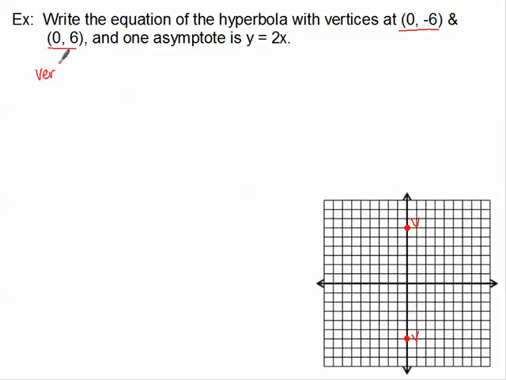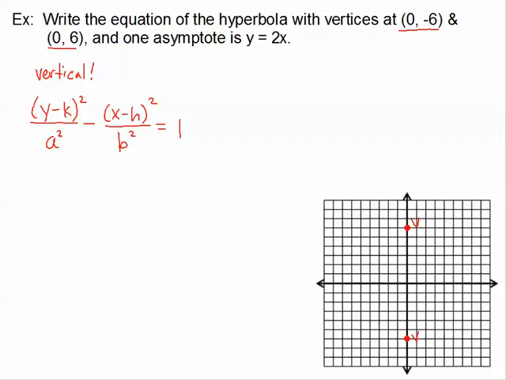Let's put the standard form down. Vertical means that the y term is going to come first. (y minus k) squared over a squared minus (x minus h) squared over b squared is equal to 1. Unfortunately, I don't have h, I don't have k, I don't have a, although I think I do, and I don't have b yet. So let's find this out.